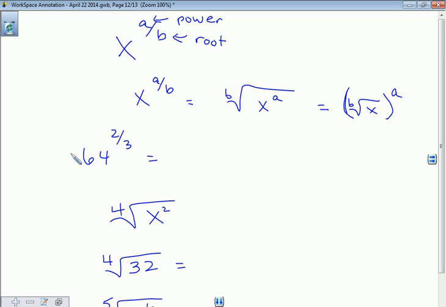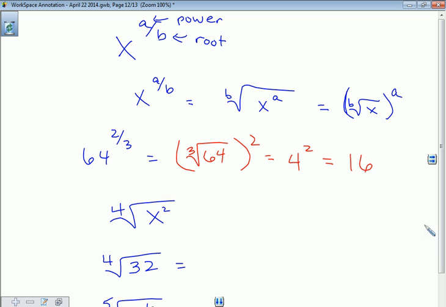Now, if they gave you a straight numeric expression, then you're punching it in your calculator, so I really don't think they're going to do that. But let's just remind ourselves what this means. This means the cubed root of 64 squared. So the cubed root of 64 is 4, and 4 squared is 16.